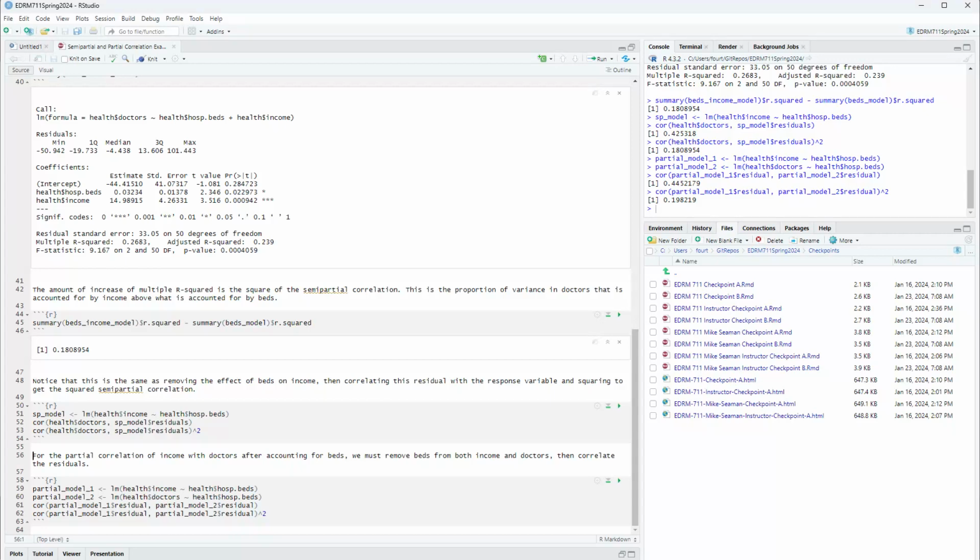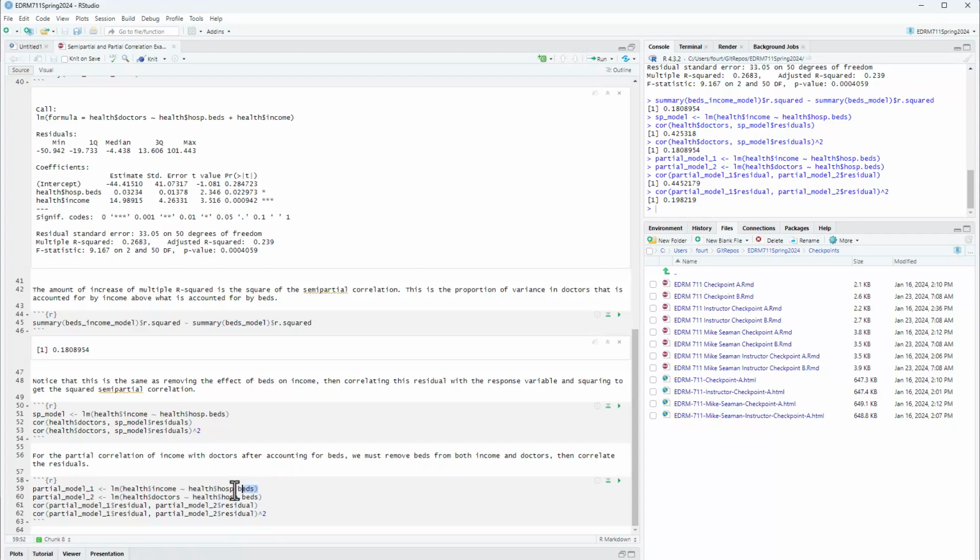accounting for beds, we remove beds from both income and doctors, then correlate the residuals. Remember when we looked at the semi-partial, we removed the effects of beds from income, but we didn't remove it from doctors. And that gave us a semi-partial. For the partial correlation, we remove the effect of beds from both income and doctors. So notice how I do this.